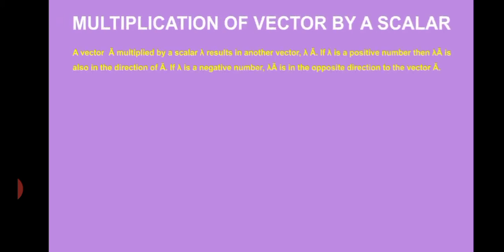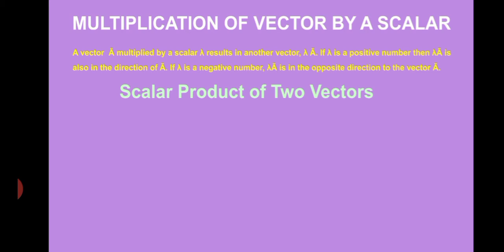Multiplication of a vector by a scalar. A vector A multiplied by a scalar lambda gives another vector, lambda A vector. If lambda is a positive number, then lambda A vector is in the same direction as A vector. If lambda is a negative number, then lambda A vector is in the opposite direction to the vector A.